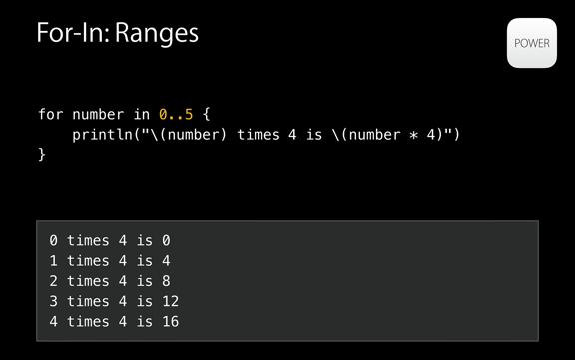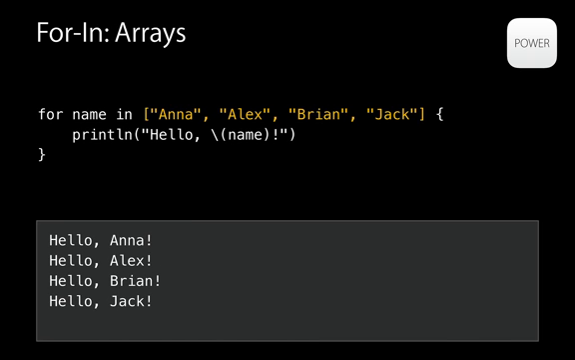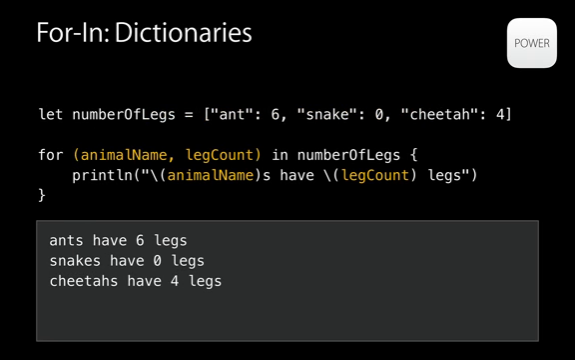end. We can use for in with an array, so to print a nice welcome to the 4 people in our names array. And we can even use it with a dictionary. Now note here that we're extracting the key and the value at the same time in a single for in loop. This makes for much more expressive code when working with dictionaries.